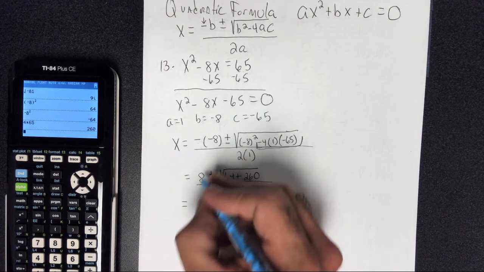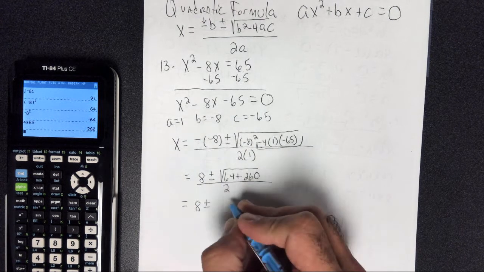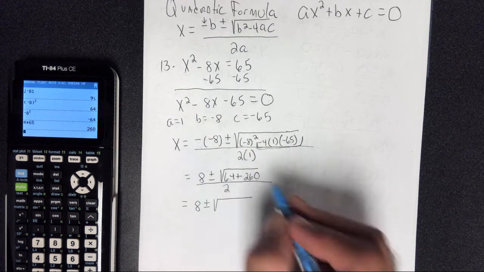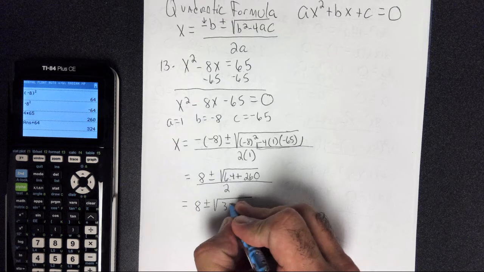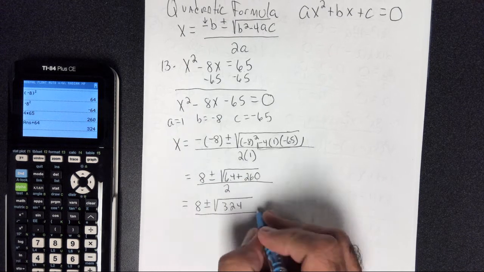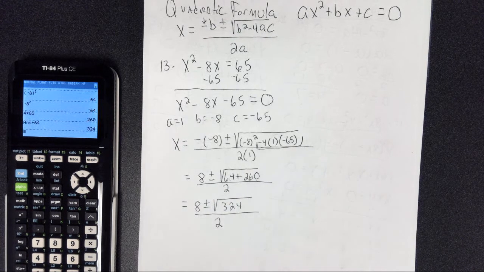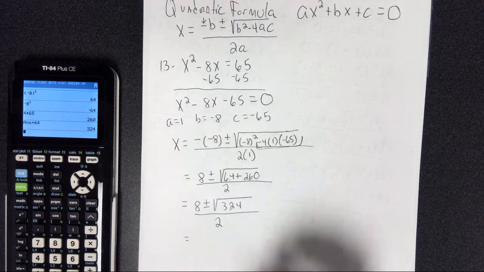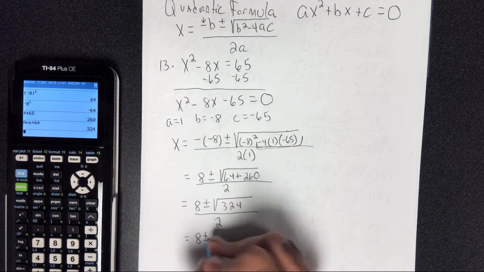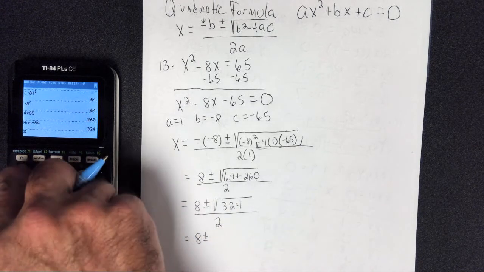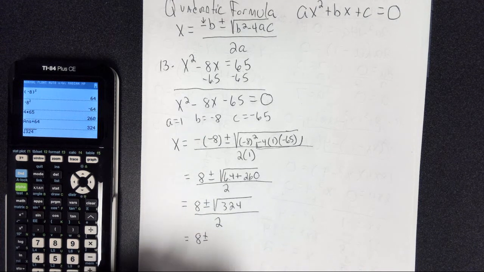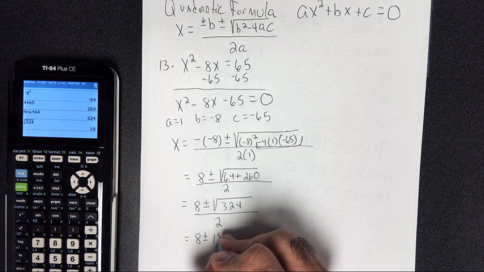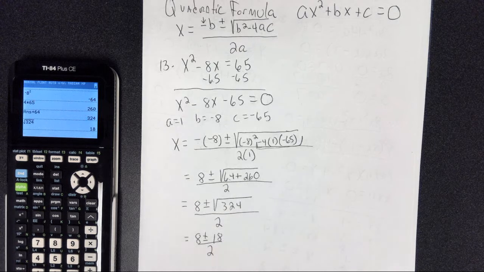Alright, so here we go. 8 plus or minus. The next thing we would do is add 64 plus the 260, which is what, 324. All that's over 2. Alright, so next thing to do is try to take the square root of 324. So second x squared brings up the radical. Put in a 324, hit enter, you get 18 all over 2.